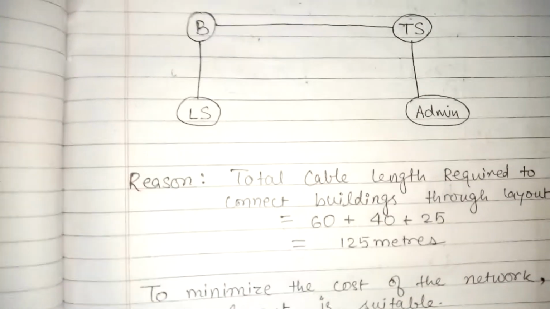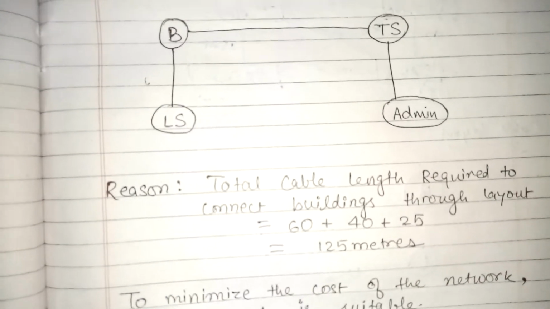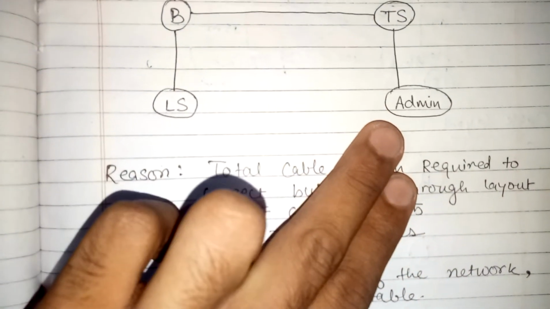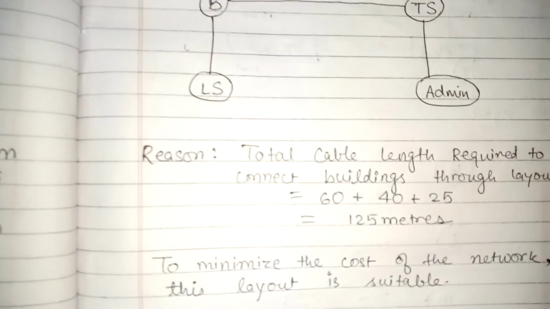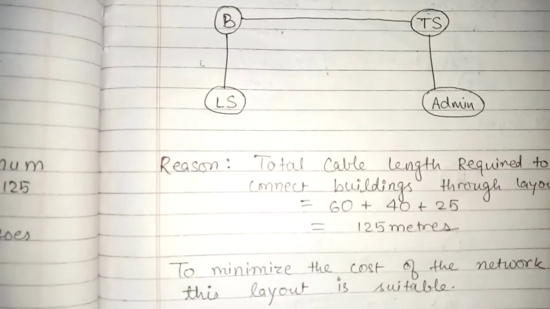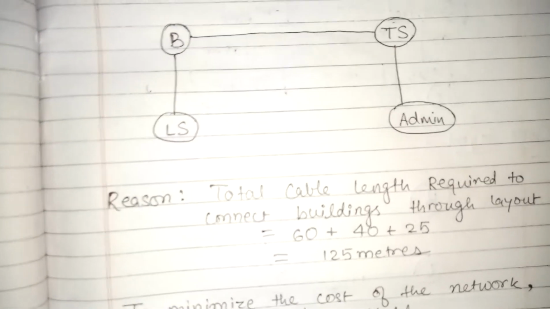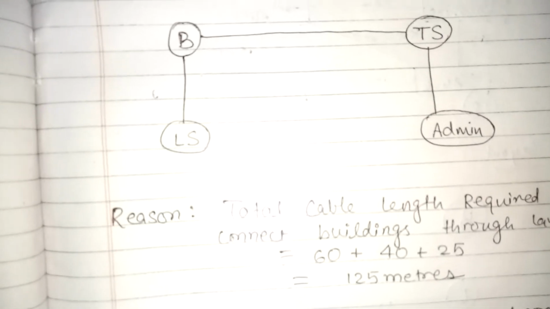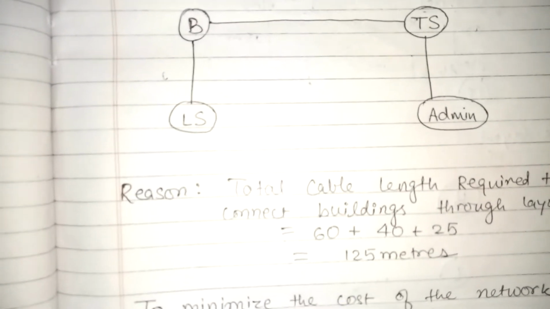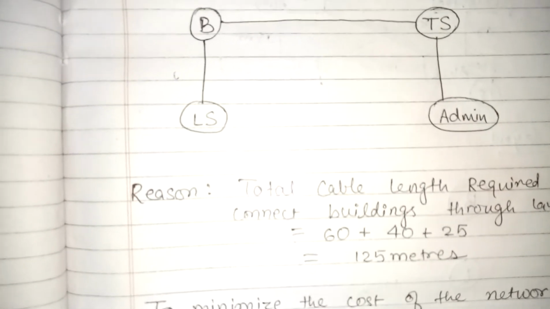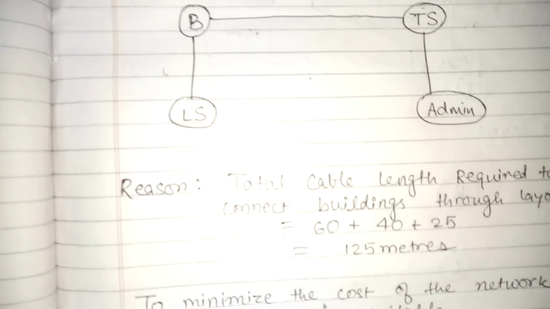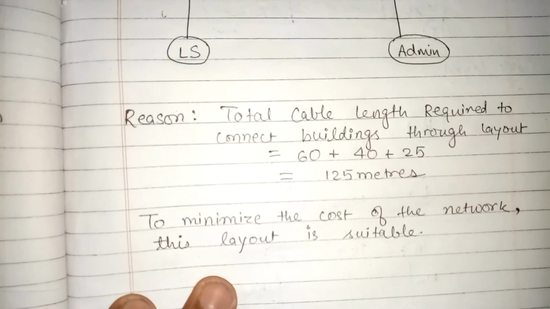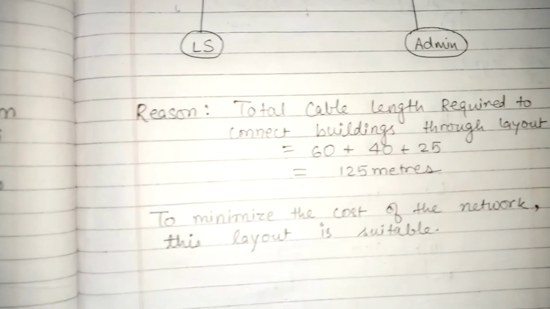talks about this. Because of the 80-20 rule, the maximum traffic would go from here, but not all the traffic, because it will overload the admin block. So we would minimize the cable length, minimize the cost, maximize the traffic, but with a suitable layout. These are the key factors, and to minimize the cost of the network, this layout is suitable.